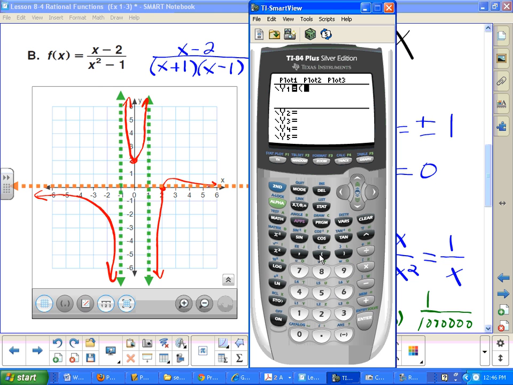All right, make sure when you graph these, the numerator has to be in parentheses. And the denominator has to be in parentheses.